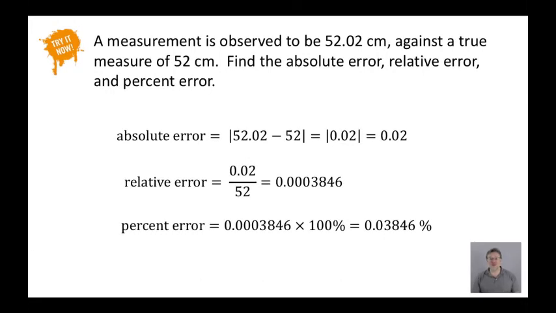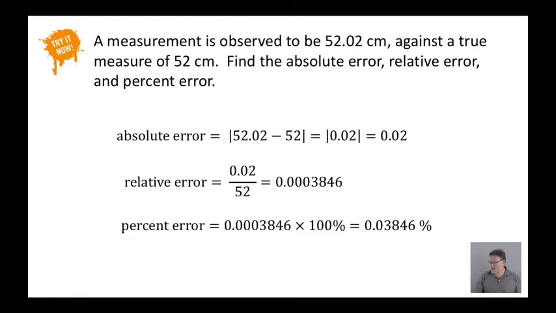Welcome back. Well, this was a procedure that was virtually identical to the problem set that we did together earlier. We are finding the absolute error by taking 52.02, the observed value, subtracting off the true value of 52. We're getting an answer there of 0.02. The absolute value signs don't do anything. We have 0.02 is our absolute error.